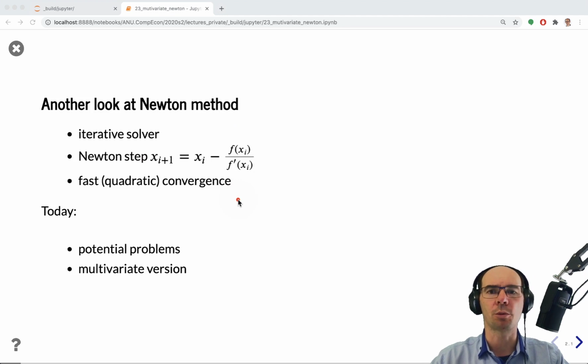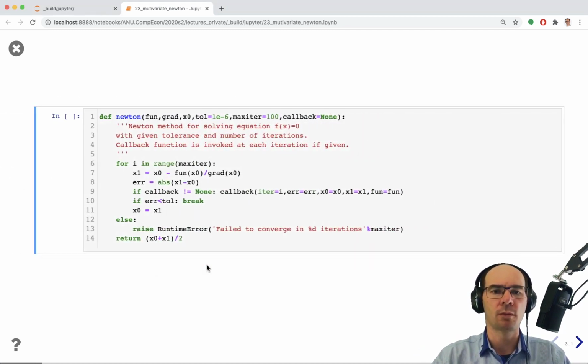And yet it's robust enough, or we can make it robust for our purposes. So today we will look at the potential problems of the Newton method and at different things to be aware of, and we'll look at the multivariate version of it.